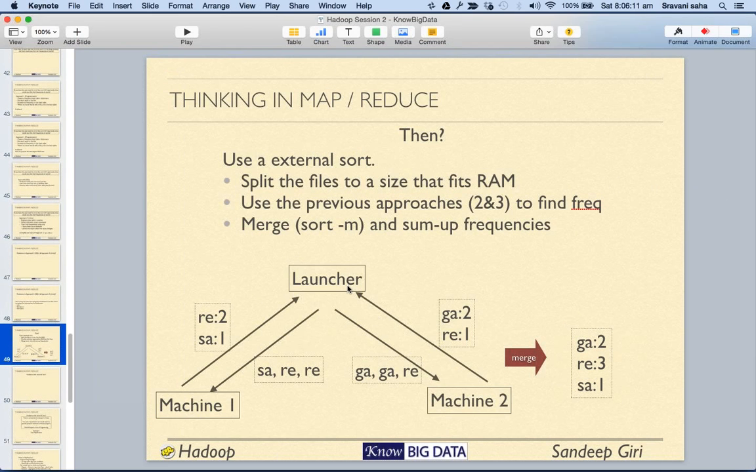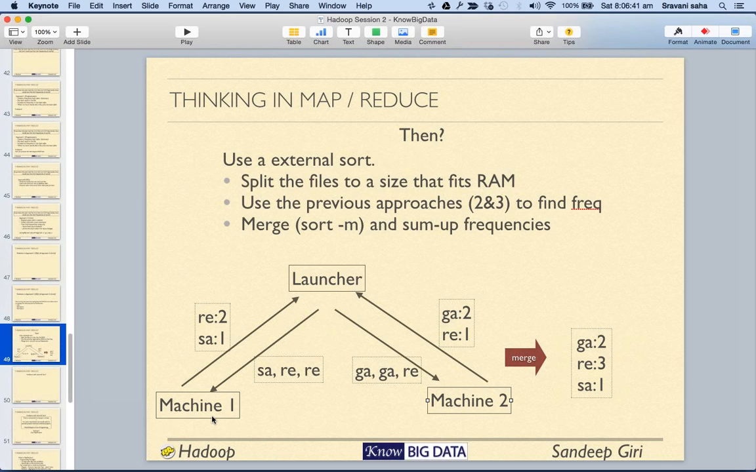The approach is that you have three computers: computer one, computer two, computer three. Out of these three computers, the first computer has your data. You divide the data into two parts, maybe from the middle of the file. If your file is 3 GB in total, you send 1.5 GB to machine 1, and the rest of the file you send to machine 2.